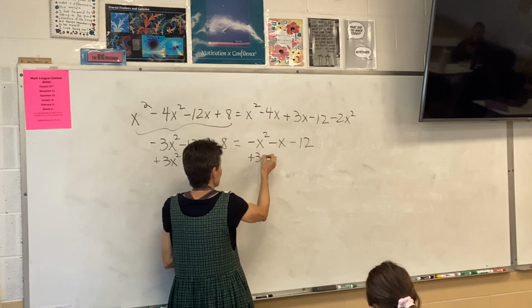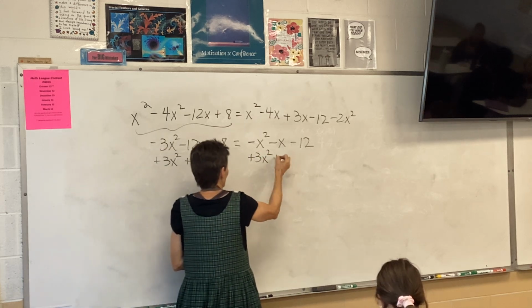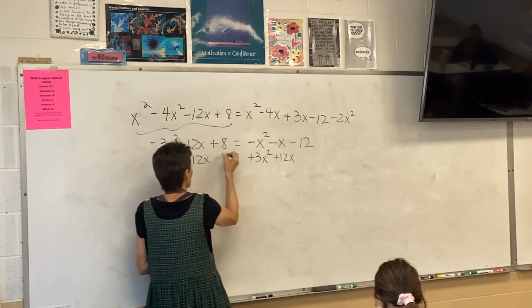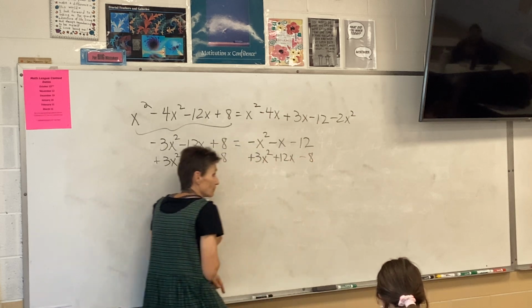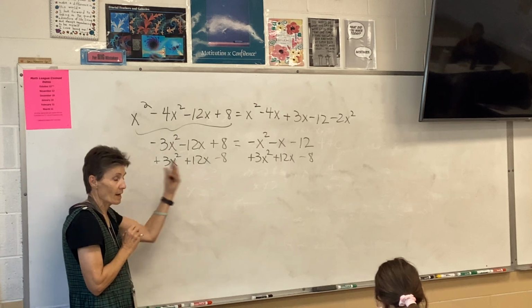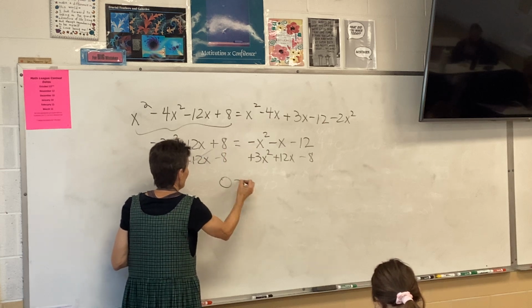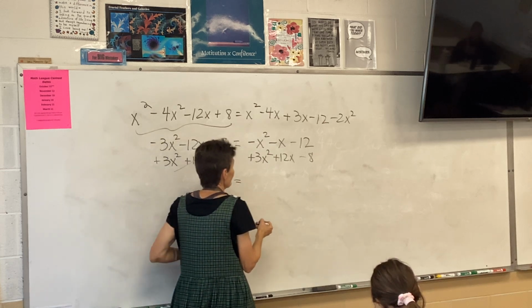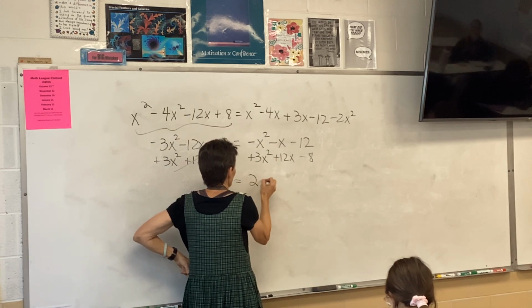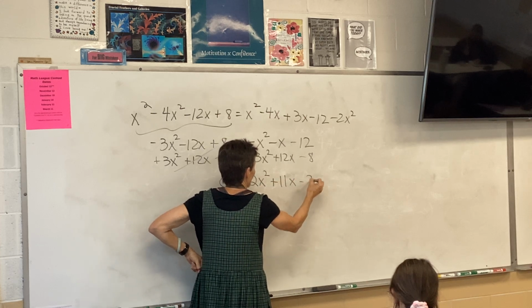It doesn't make any difference, folks. This is Lisa Ford's personal problem. You can do it however you want. Everything goes to one side, either side, doesn't matter. So over here, I'm going to have 0. Now, what am I going to have over here? 2x squared plus 11x minus 20.